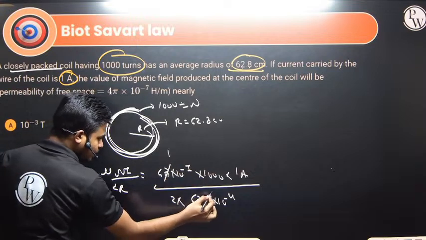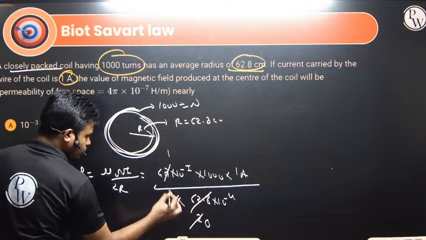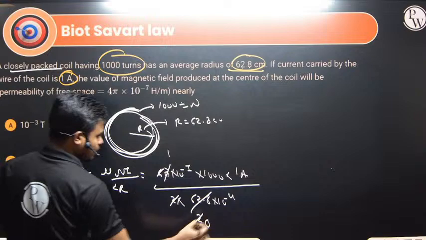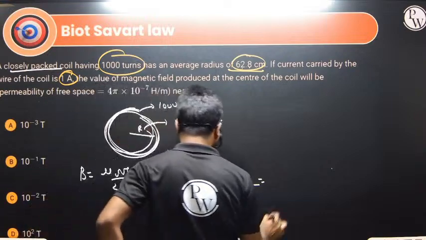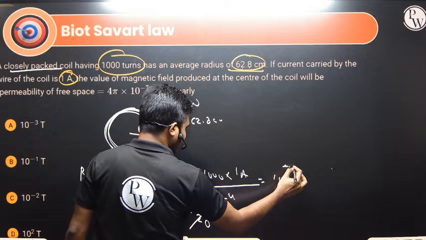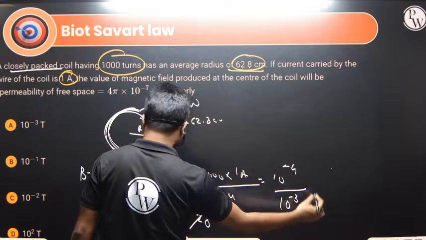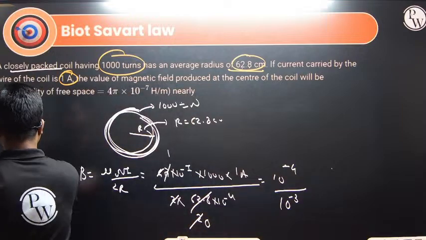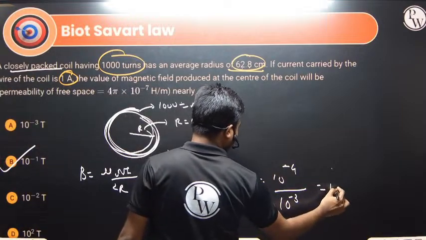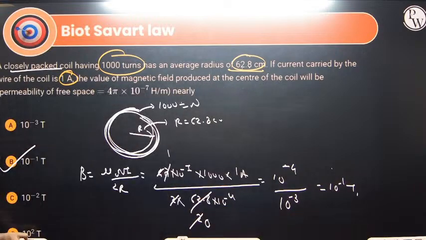So here this one is pi, 3.14, and this is 62.8. This is 1 and this will be 20. Okay, this will be 20. This one is 2 and this will be 4, cancel. We are having 10 remaining here. So we are getting approximately 10 to the power minus 7, 10 to the power 3, that is 10 to the power minus 4 divided by 10 to the power minus 3. So we are getting 10 to the power minus 1 Tesla. The answer is 10 to the power minus 1 Tesla, because of this magnetic field we are calculating.